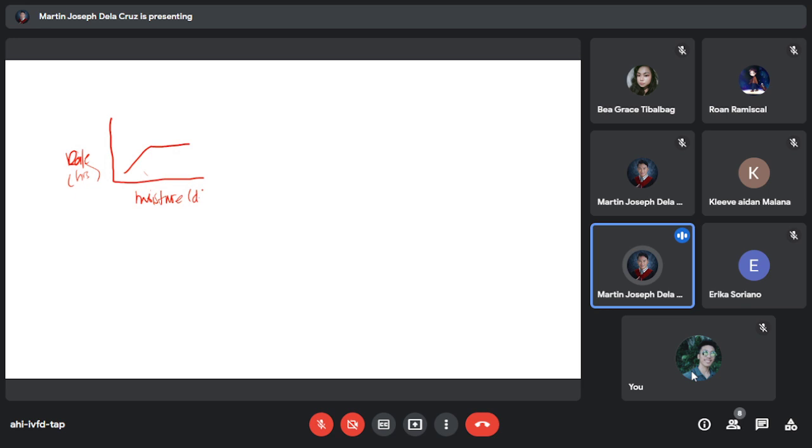Okay? So in here, yung point dito, class, is your initial moisture content, right? So ito yung initial moisture content natin. So X1. So this is our X1 class. This is your initial moisture content. And then in here class, dito part, before siya mag down or magfall, this is your critical moisture, right? So this is your XC. So that is your critical moisture. And in here class, this is your final moisture content class. That is your X2. Final.